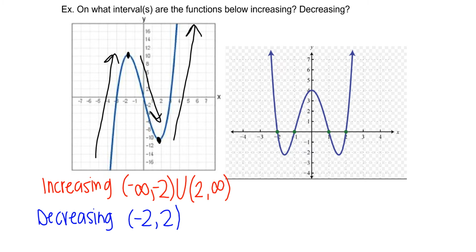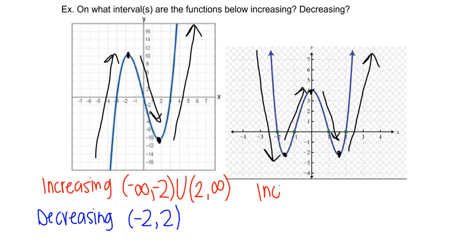So we look at our second example here. We've got 1, 2, 3 turning points. So we're going to start decreasing, then we're going to increase, then we're going to decrease, and then we're going to increase again. So we're going to have multiple intervals of increasing and decreasing.